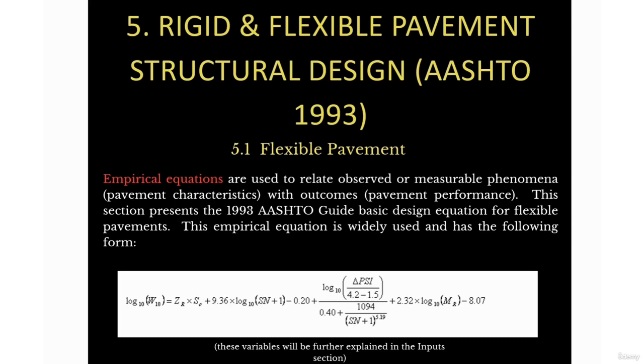So empirical equations, we know that they're used to relate observed and measurable phenomena with outcomes, right? So the phenomena would be the pavement characteristics, the outcomes being the pavement performance, right? This section presents the 1993 AASHTO guide's basic design equations for flexible pavements. This empirical equation is widely used and has the following form. As you can see, that's the equation, and I'm just going to break down what all the variables are, what they mean. So let's get into that.